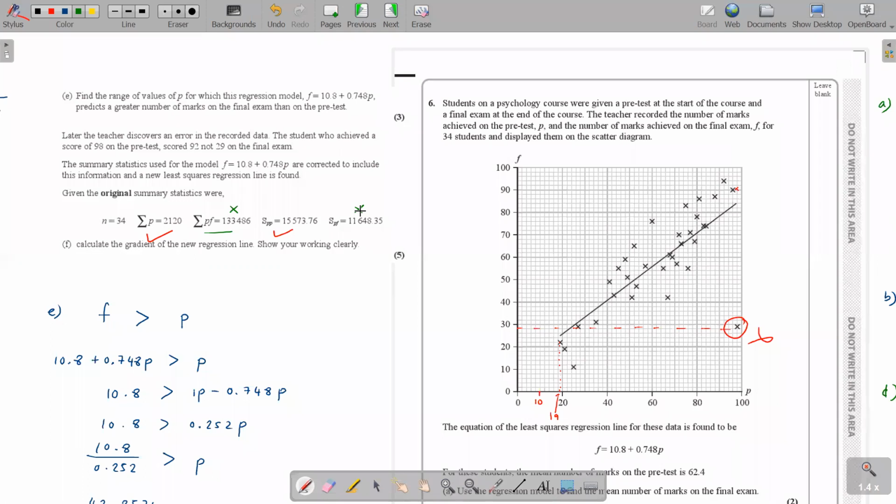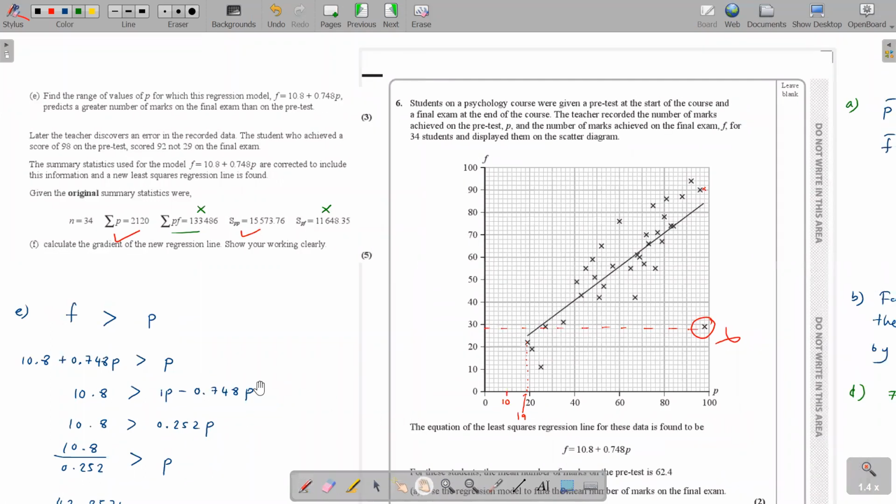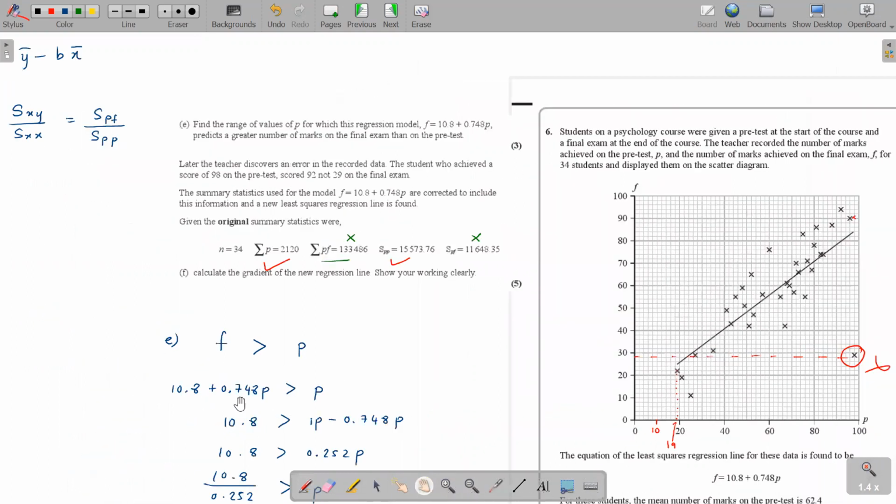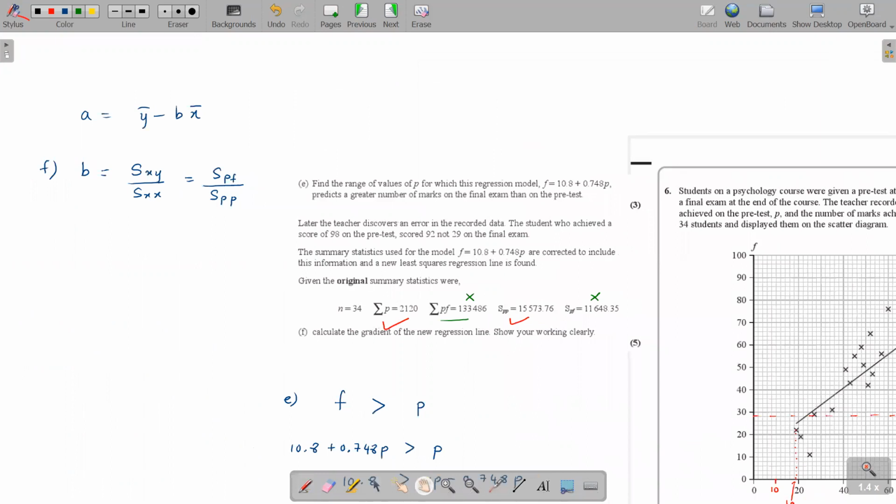Okay, first thing I'll do, they ask us to get the gradient of the new regression line, right? So what's the gradient of the regression line? Normally the gradient of the regression line is found as SXY over SXX. In this case, X is P, so SPF over SPP. Are you with me?